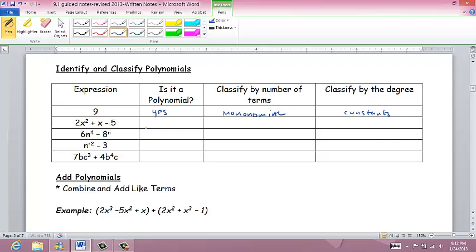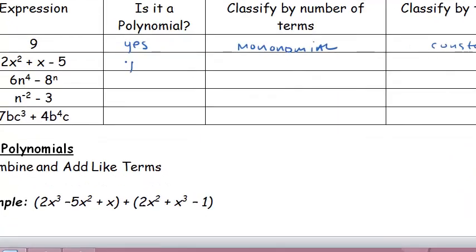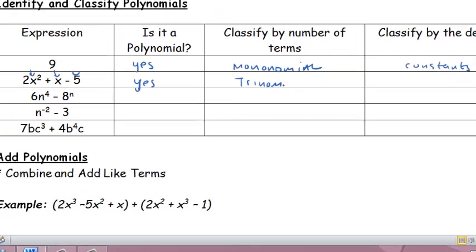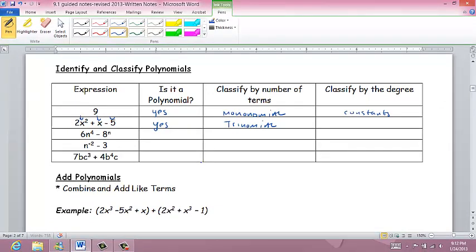The next one. 2x squared plus x minus 5. Well, is it a polynomial? All of our exponents look good, so yes, this is a polynomial. And if we name it by the number of terms, how many terms are there? There's 1 term, 2 terms, 3 terms. What do we call a polynomial with 3 terms? A trinomial. If I look at the highest degree, it is 2. Therefore, if we classify it by degree, this would be a quadratic.